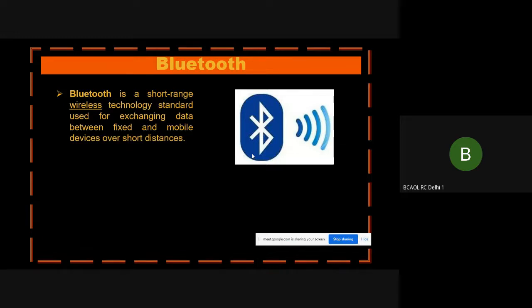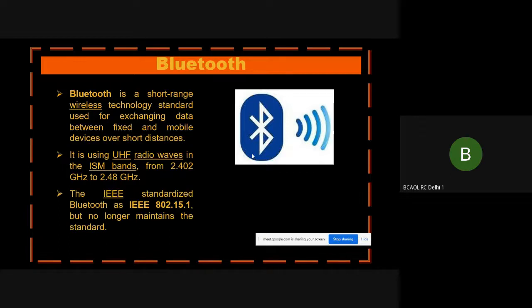So for a short distance, if you want to exchange data, it is a fixed and mobile device technology. Basically, it is using UHF radio waves in the ISM band from 2.402 gigahertz to 2.48 gigahertz. There are frequency bands of radio waves; UHF is one of the bands on which it transfers the data, at 2.40 gigahertz to 2.48 gigahertz frequency.